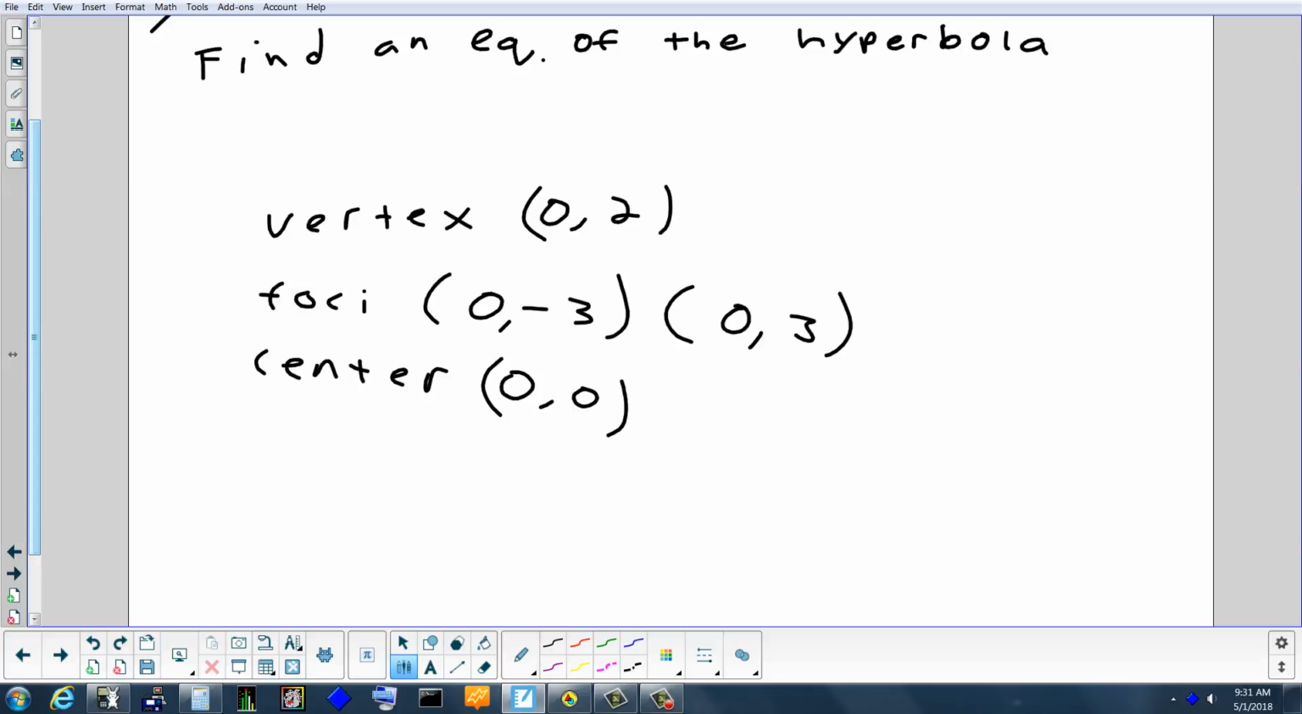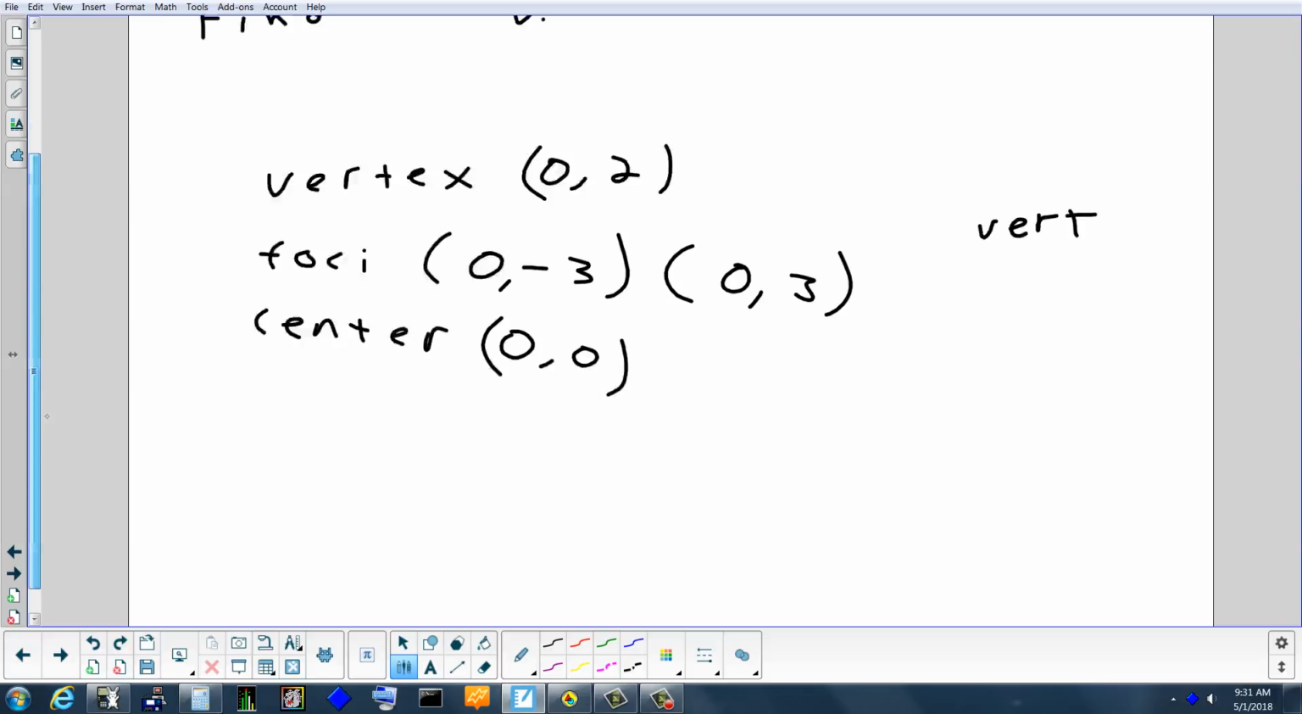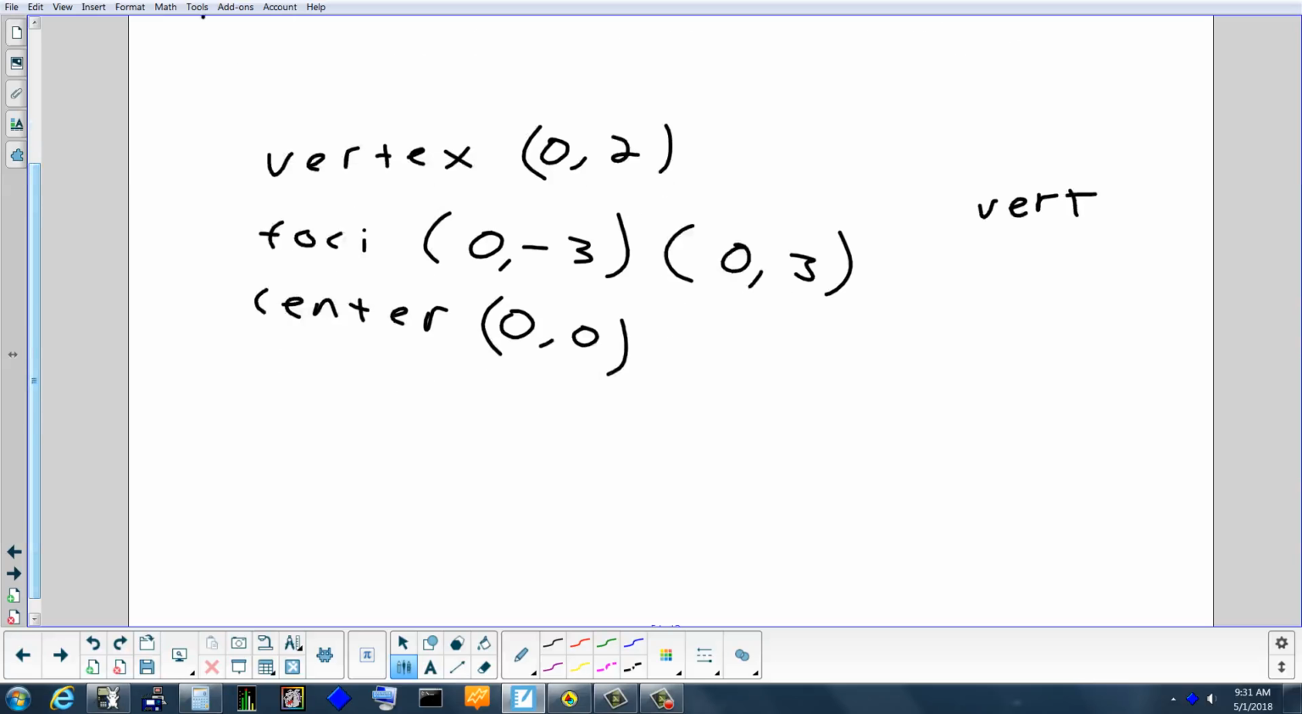Which way does the transverse axis go here? Is it up and down or left and right? Megan? Vertical. Yep, it's going to be vertical. So I'm just going to put that off to the side because that's going to control, well, actually, you know what? We can write this now. If it's going to be vertical, you know it's going to look like this.